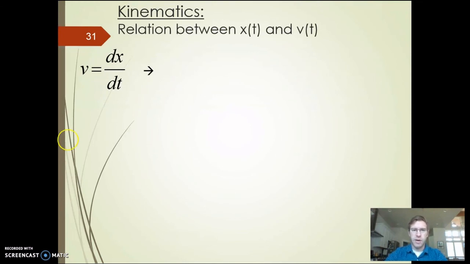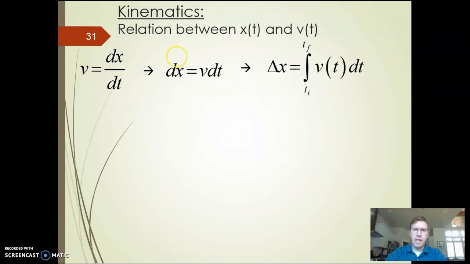Okay, now getting back to what I meant to introduce a second ago. So velocity is the derivative of position with respect to time. Now, what we can do with this is rearrange our equation to say dx equals v dt, and from here, if we use calculus, we can integrate both sides of this equation. Taking the integral of both sides of this equation, we find that the change in position is just the integral of velocity with respect to time.